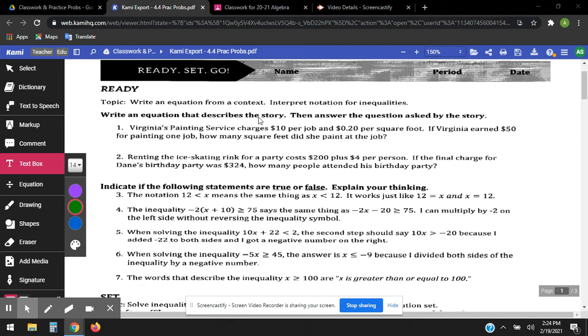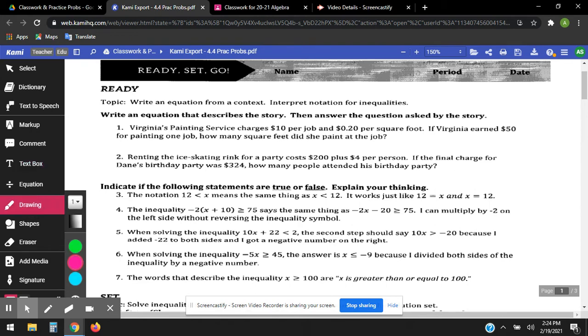So we're going to write the equation. This should be review, and then answer the question that is asked. So Virginia's painting service charges $10 per job. I'm going to go ahead and make some notes on here. It's $10 per job and 20 cents per square foot. And what if she earned $50 for painting one job? How many square feet did she paint at the job?